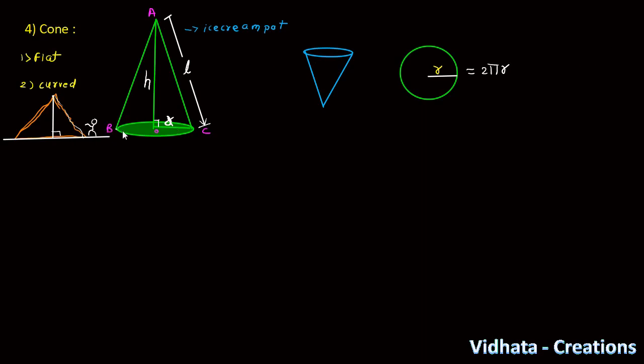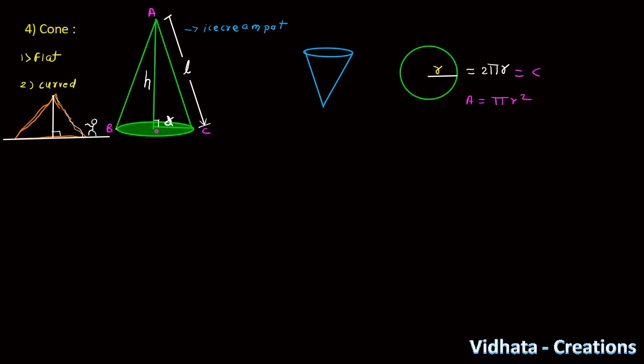First of all, you know the area of the bottom circle. What is the area of the bottom circle? You know, this is the circumference of the circle. What will be the area of the circle? It is pi r square. This is the area of the flat bottom surface.